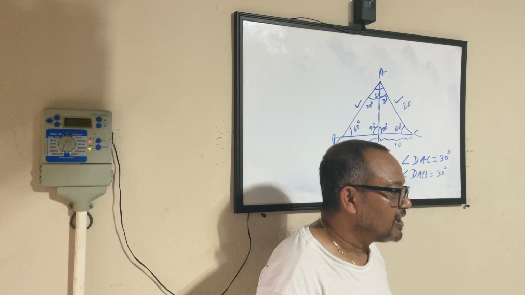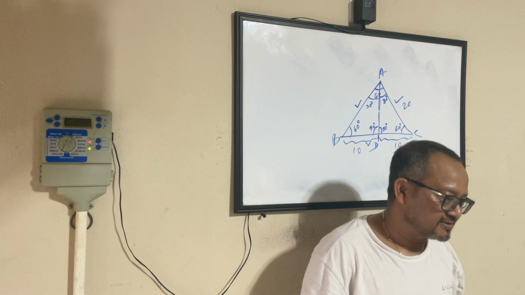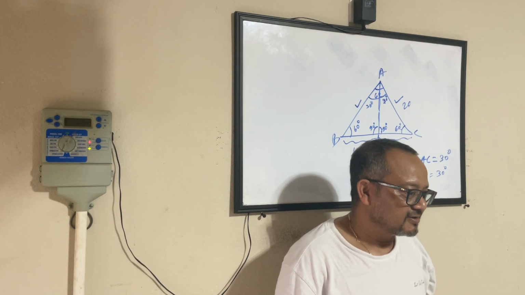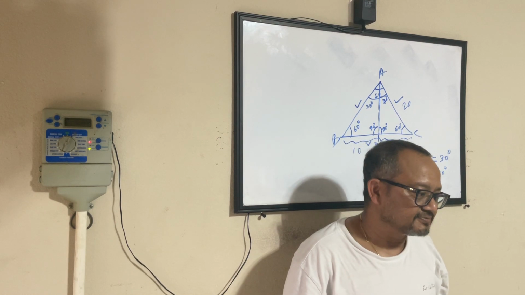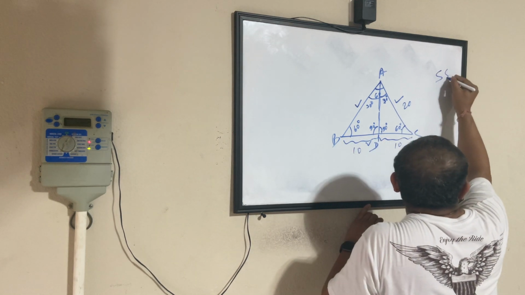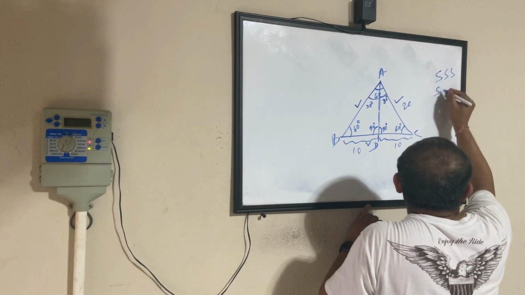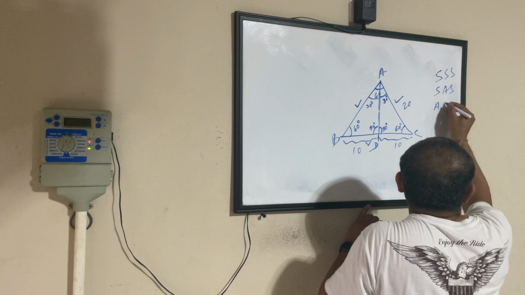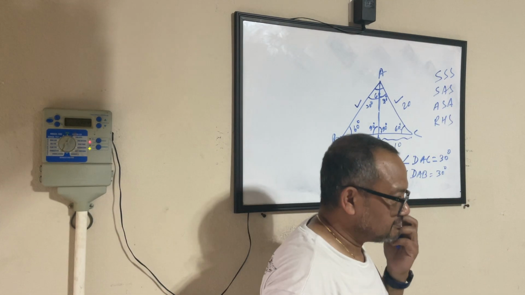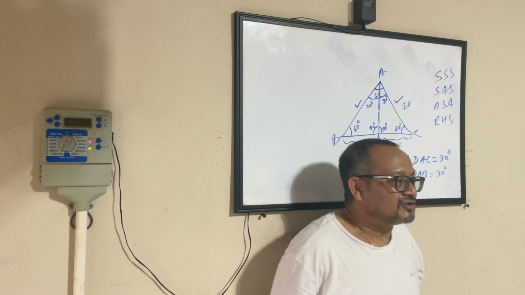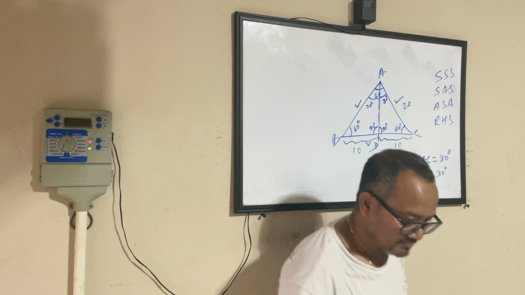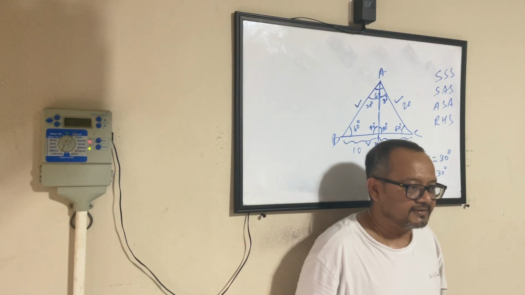There is something called the theorem of congruence. Do you guys remember now? What are those theorems? There are four theorems. SSS, SAS, ASA, RHS. So, okay. What is congruence? Yeah, Dishita.